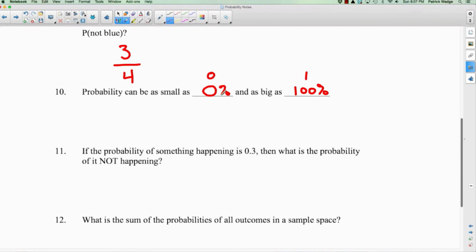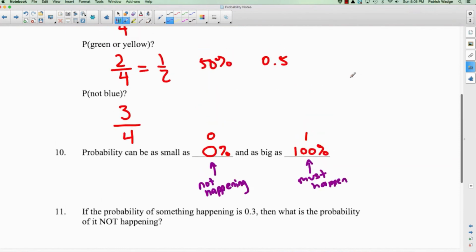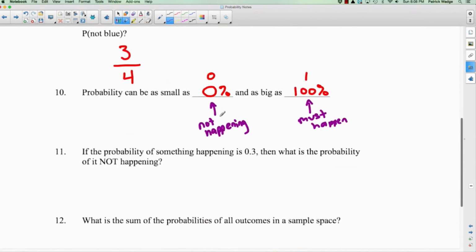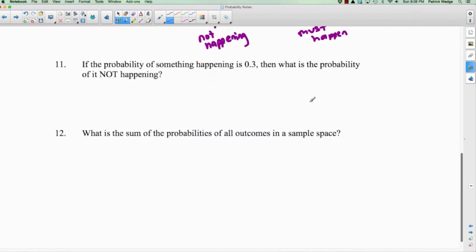What does 0% mean? 0% means that this is not happening. Me rolling a die and getting a 9 is not happening. It's impossible, basically. What does it mean if something's 100%? That means it must happen. Me rolling a die, or me spinning the spinner and getting one of those colors, getting a color, it must happen. There only is colors on here. So 0% not happening, 100% must happen.